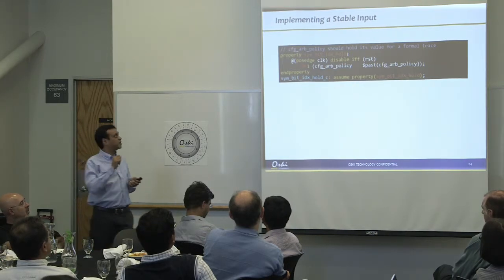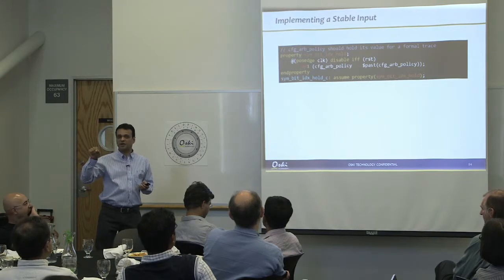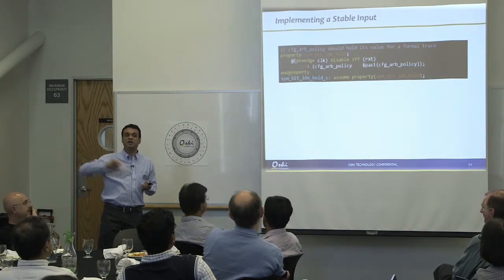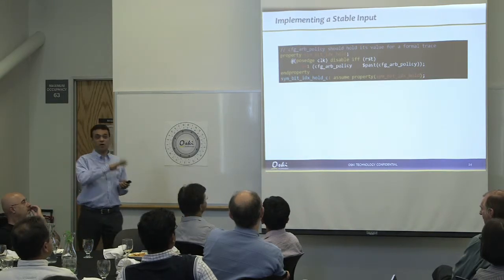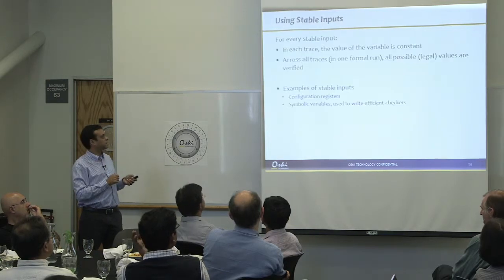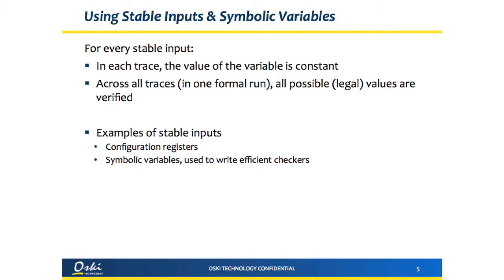Now, it doesn't mean that the config policy has a fixed value. It just means it has the same value in any trace. But the formal tool is going to verify all possible traces. In different traces, it will have different values. So what the tool is going to do is, for every input I choose to make stable, in each trace, the value of the variable is constant. But across different traces, in a single formal run, the values could be different.